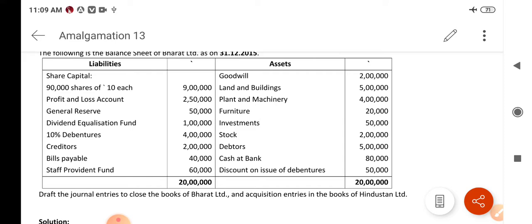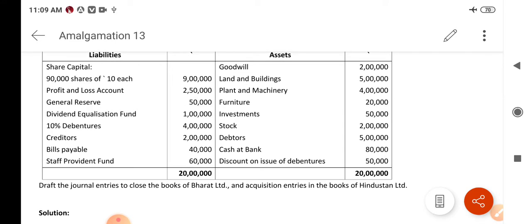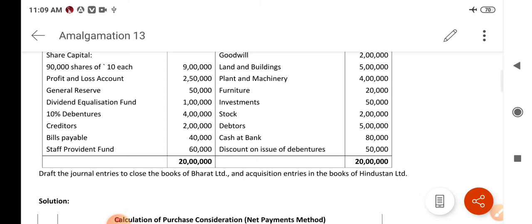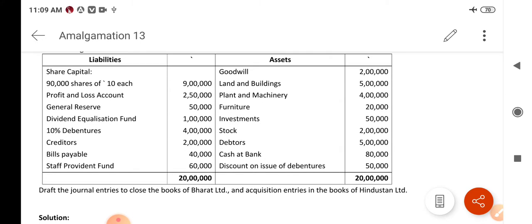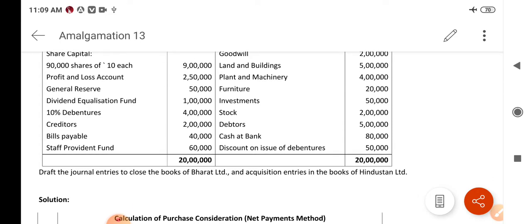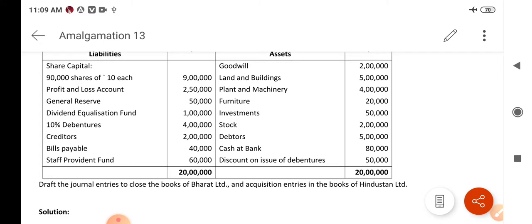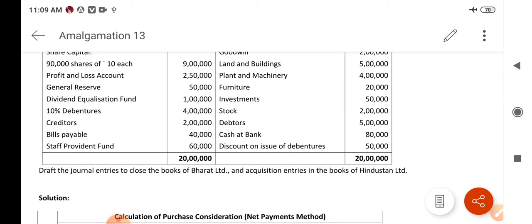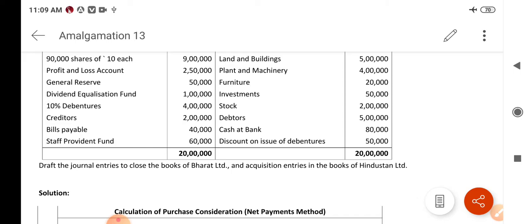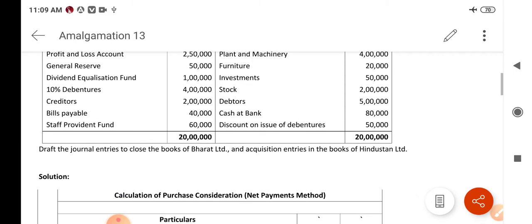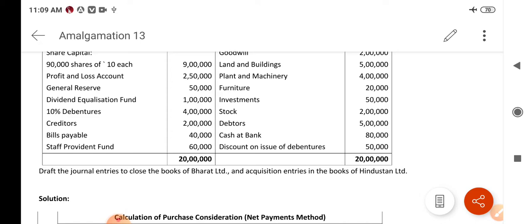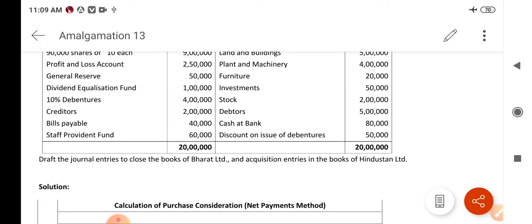Right? So out of these, what are the external liabilities? 10% debentures, creditors and bills payable, then staff provident fund. Staff provident fund is also an external liability. Out of these 4 liabilities, only 3 liabilities were taken over. 10% debentures were taken over, creditors were taken over, bills payable is also taken over. But staff provident fund is not taken over. So what should we do? We must settle staff provident fund. It will not be transferred to realization account. So direct payment will be made to staff provident fund.